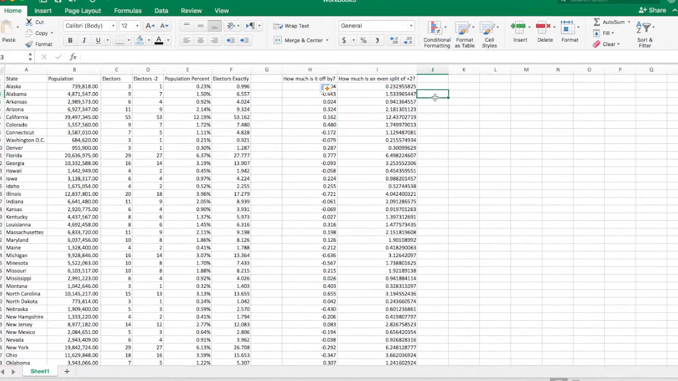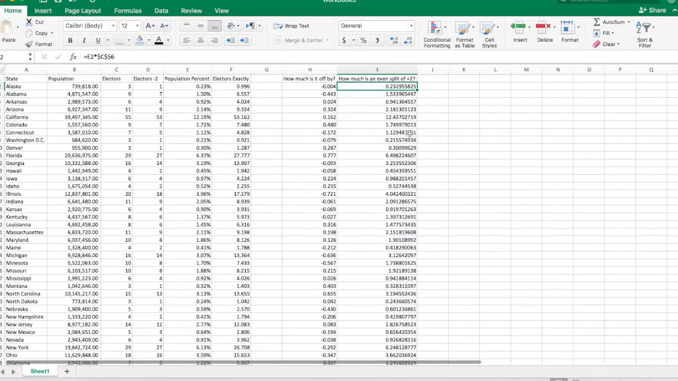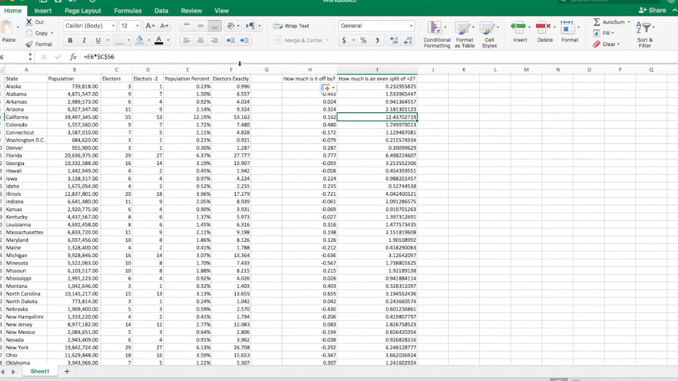And scroll it down. So, as you can see, if you were to evenly and proportionately disperse the electors from the Senate only, this would be 0.23, which means that for 2 senators in Alaska, if you wanted to split it evenly, you would need 0.23 of a senator. Meanwhile, that's an even split with this California one.